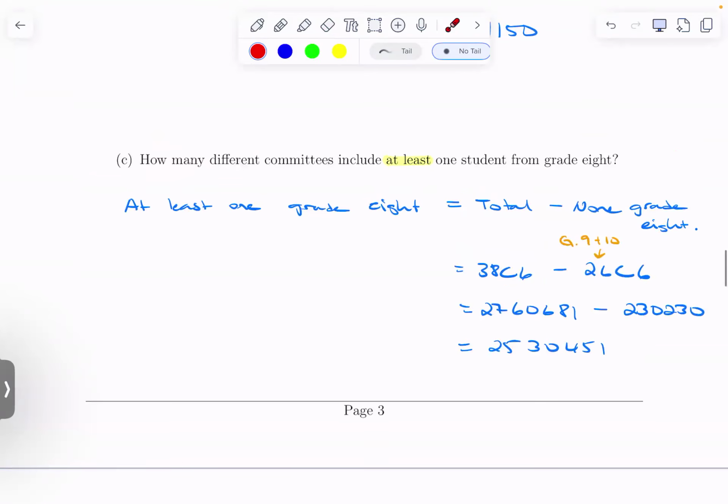Good. So whenever you see at least, it's probably going to be a little bit better to do the complement, where you take the total and then you subtract what you don't want. You'd find the same answer if you did 1 or 2 or 3 or 4 or 5 or 6, but it would be a lot more math.